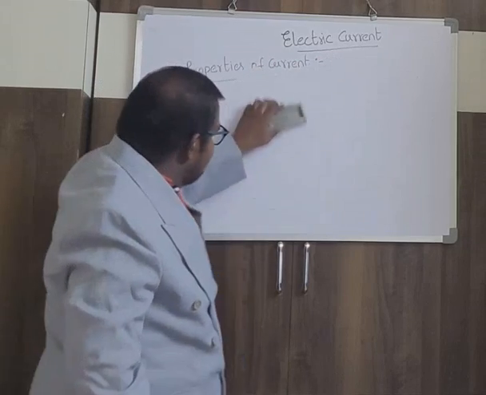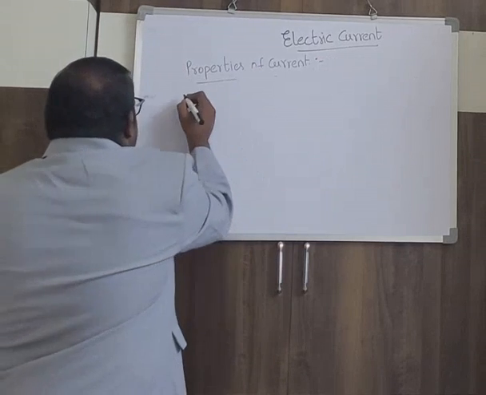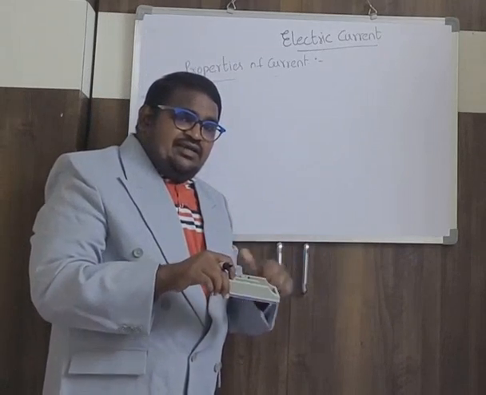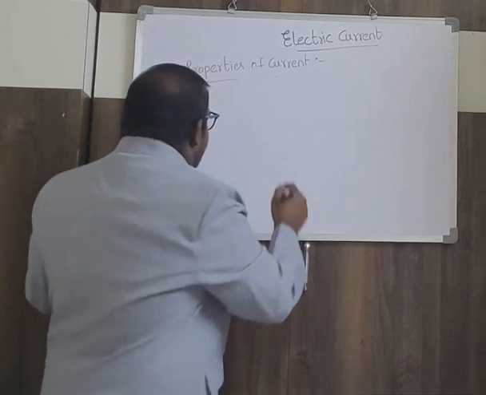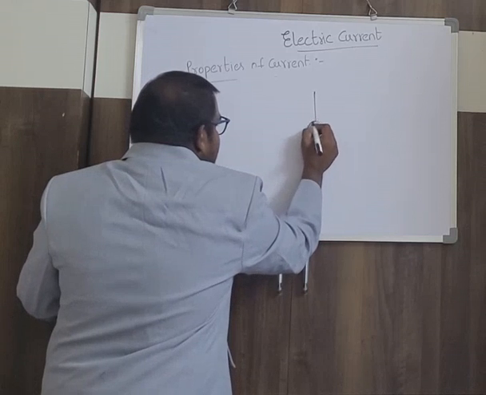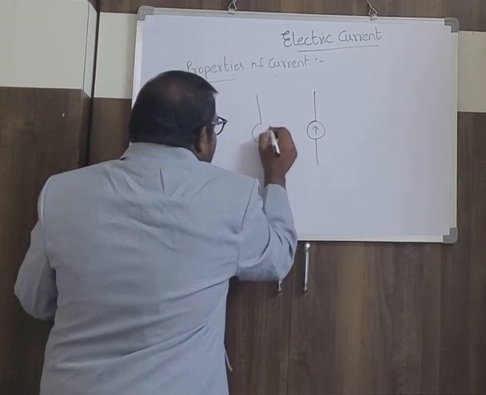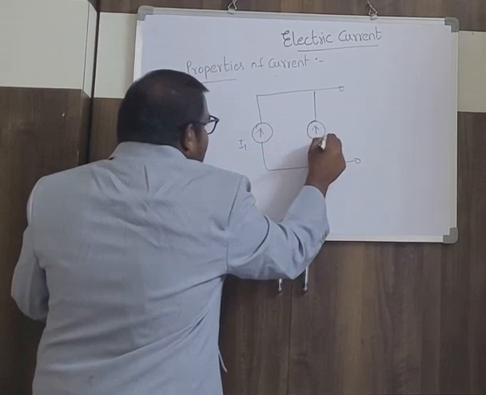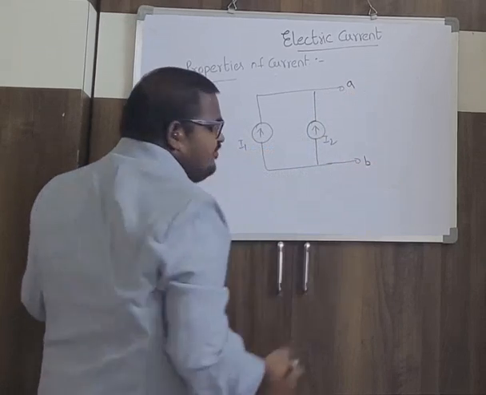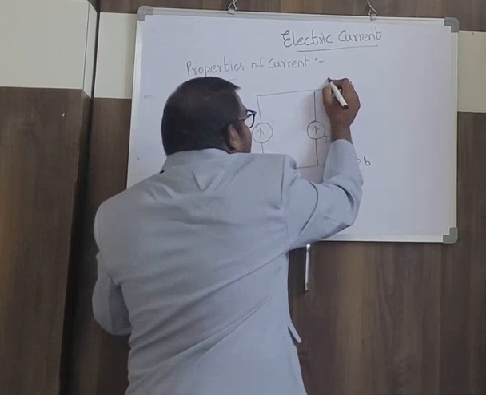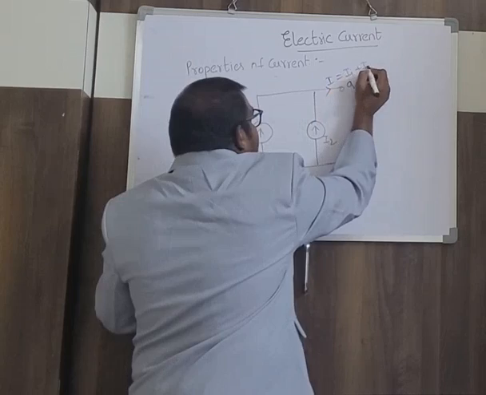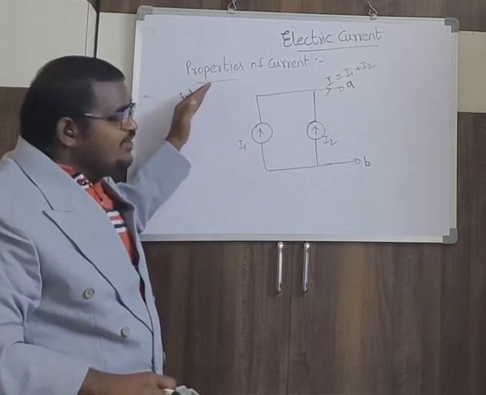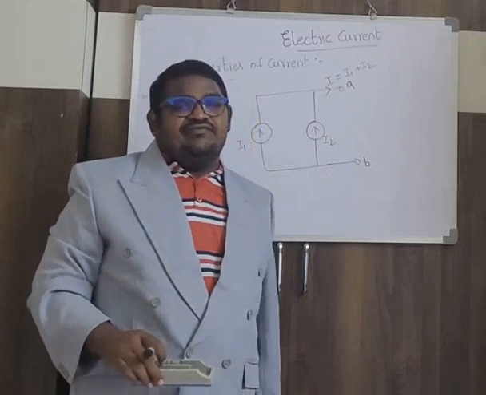The fourth property is, when elements are connected in parallel, the current will be divided. For example, this is one current source and it is another current source. These two are connected in parallel. Let it be I1 and here it is I2. This is A and B. Then how much current is passing here? I is equal to I1 plus I2. So this is how we can say when elements are connected in parallel, the current is divided.